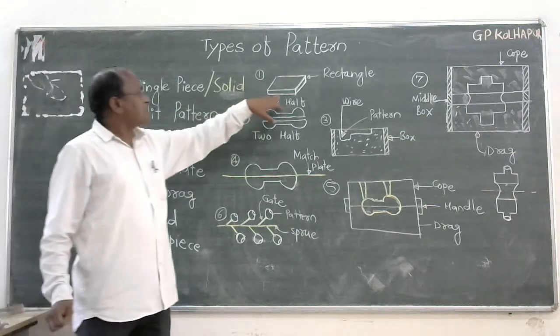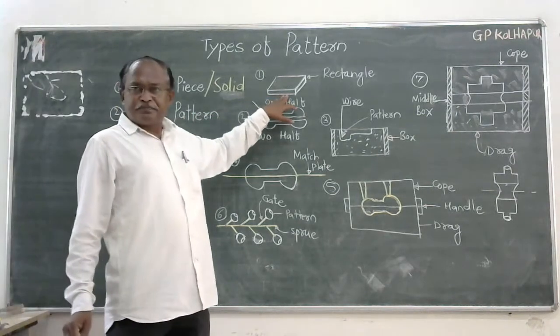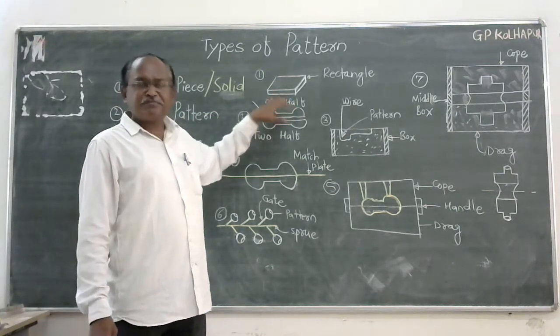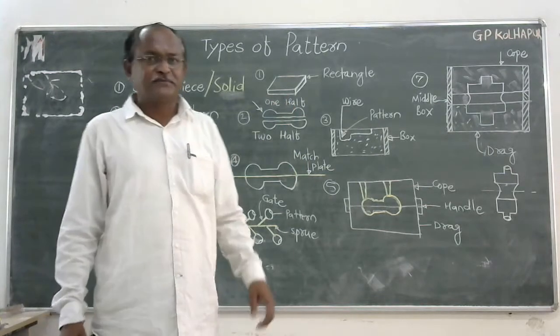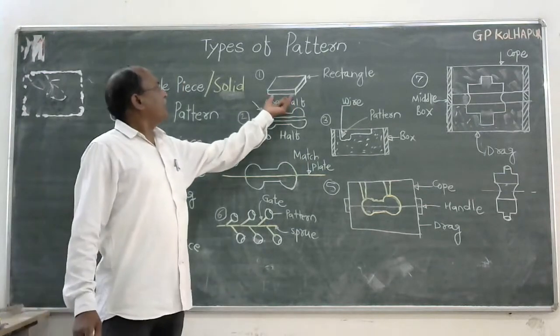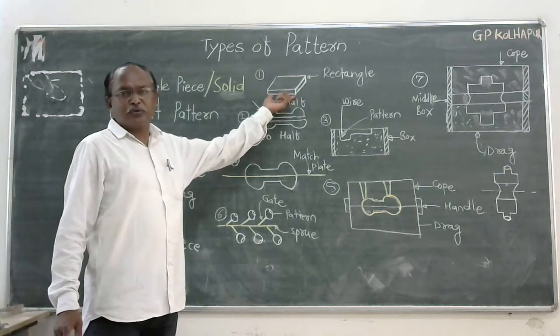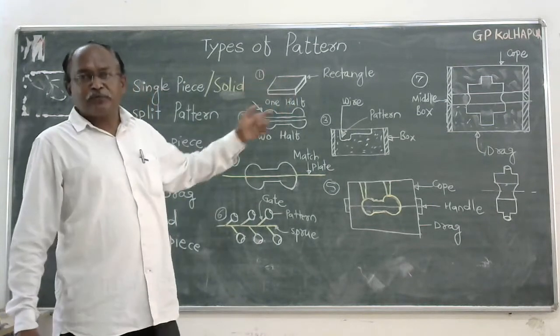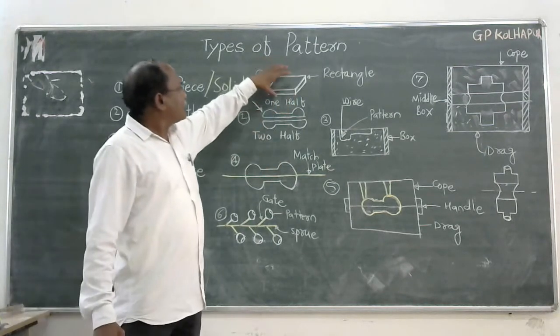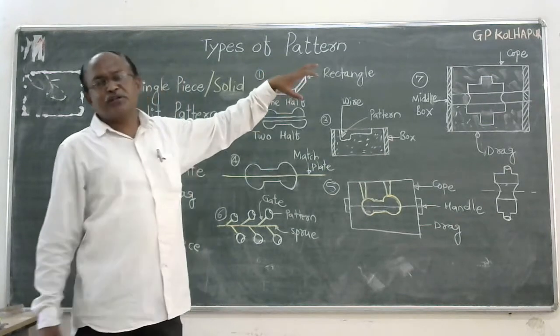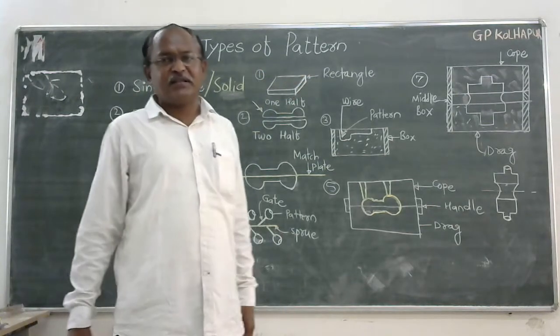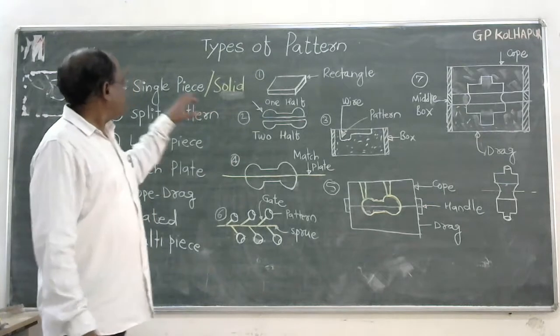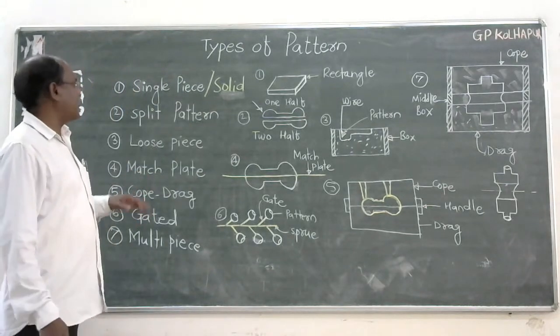Suppose I want to cast a number of rectangular plates made of aluminium. Previously you prepared a pattern from wood material, then you cast it and produce a number of aluminium plates that are rectangular in nature. So that is the single piece or solid pattern.